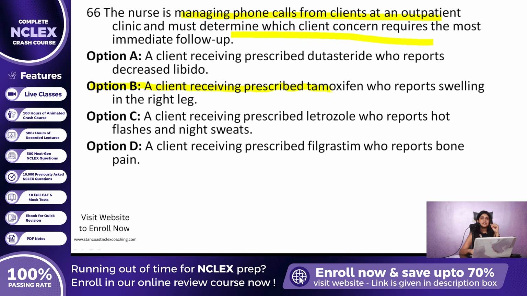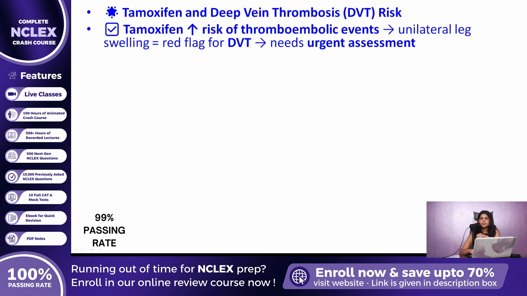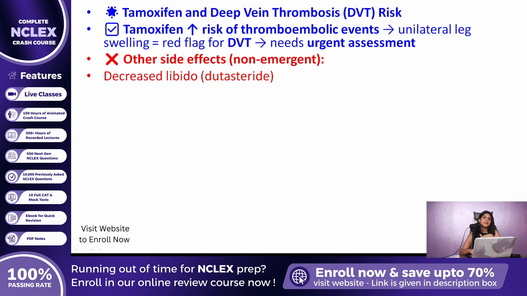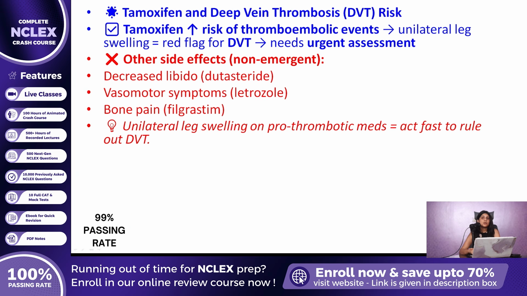The explanation is that tamoxifen increases the risk of thromboembolic events, such as deep vein thrombosis, and unilateral leg swelling is highly concerning for this life-threatening complication. In contrast, decreased libido with dutasteride, vasomotor symptoms with letrozole, and bone pain with filgrastim are common side effects that, while important to address, do not require immediate emergency evaluation. The key point is that any unilateral leg swelling in a client on a prothrombotic medication like tamoxifen should prompt urgent assessment to rule out deep vein thrombosis.